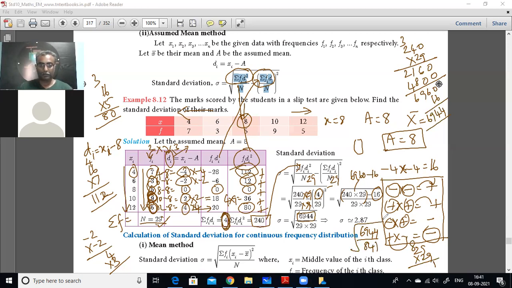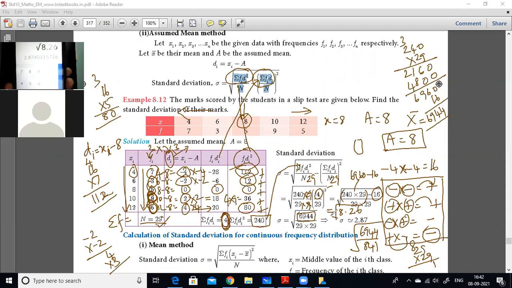So now what you have to do? 6944 divided by 841 is equal to 8.26. So root of 8.26. Root of 8.26 you have to get. So how much is root of 8.26? 2.87. Root of 8.26 is 2.87.